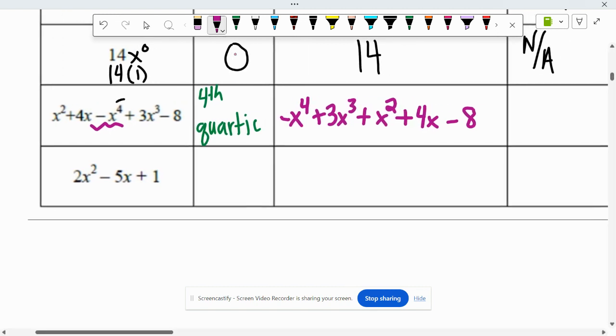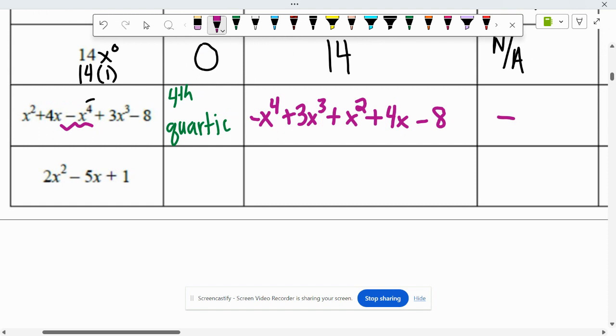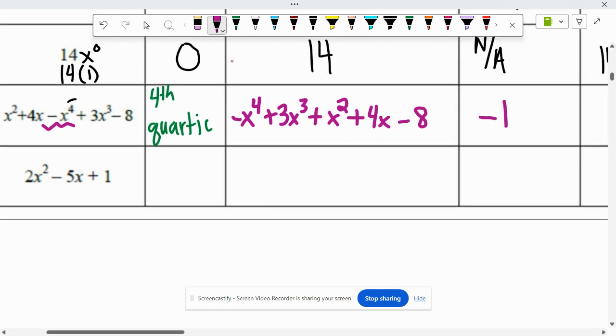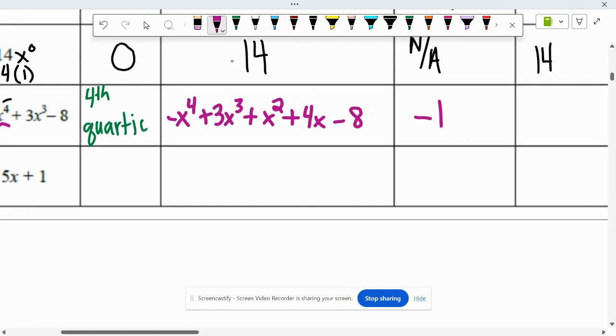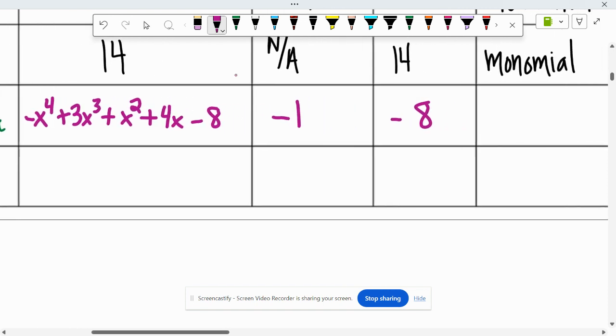So, leading coefficient. Our leading coefficient is -1. Good job. Remember, there's a -1 attached to that x to the 4th. What is the constant, Jansen? What's the number all by itself? Perfect. -8.